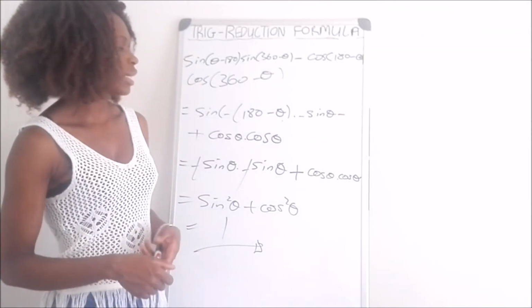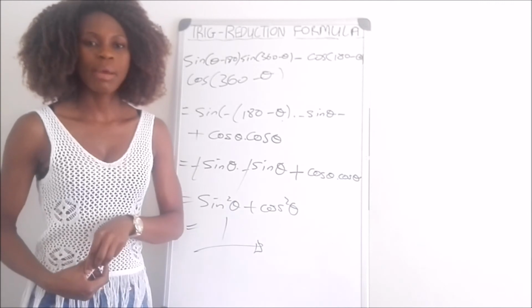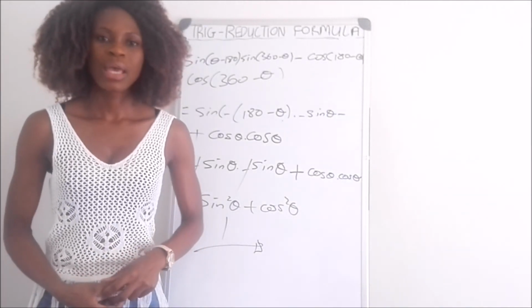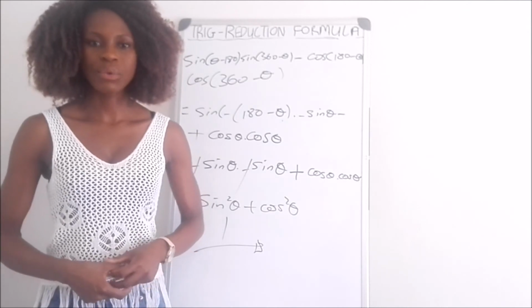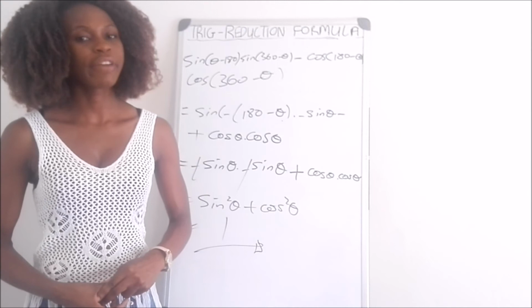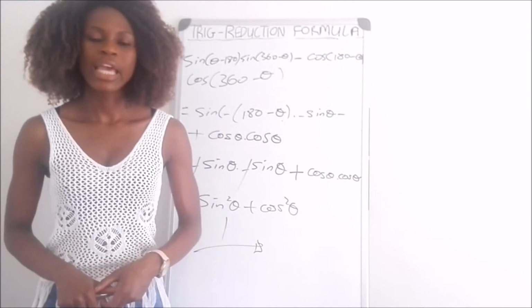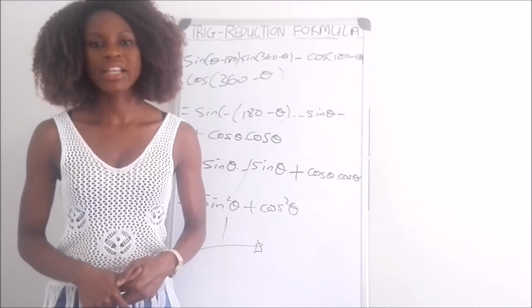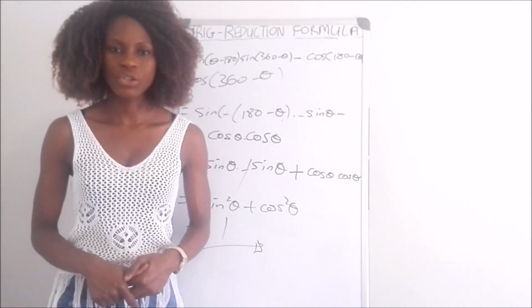Alright guys, I hope you understood this example. Always remember that a tan of a negative angle is equal to negative tan theta. A cos of a negative angle is equal to positive cos theta. And a sine of a negative angle is equal to negative sine theta. It only becomes positive when we are dealing with cos. And with any other trigonometric ratios, it's equal to negative.